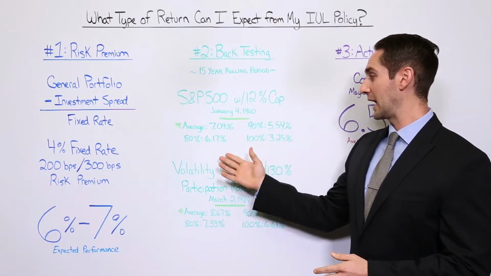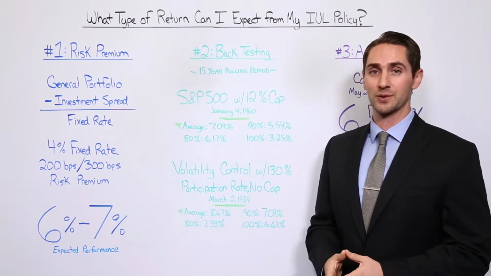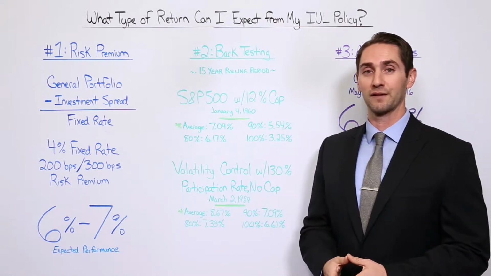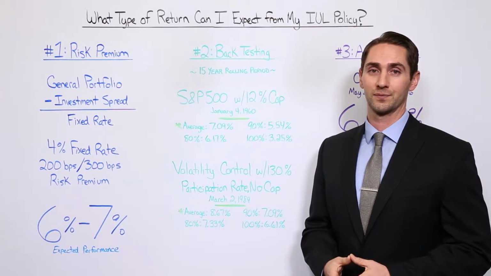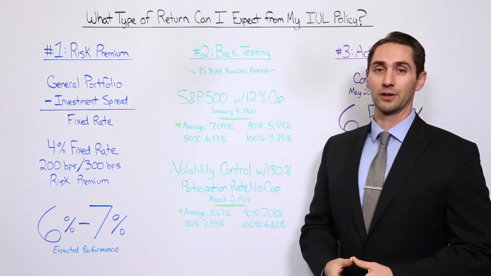Looking at the 80th percentile, we're at 6.17%, 90th percentile 5.54%, and the 100th percentile is 3.25%, which again is the worst case scenario. Now let's move on to a volatility control index.